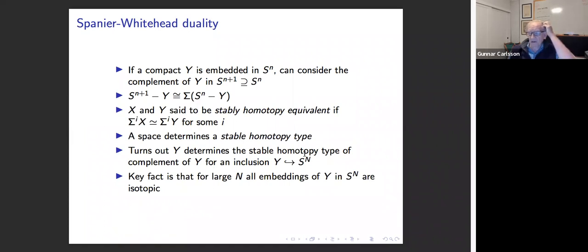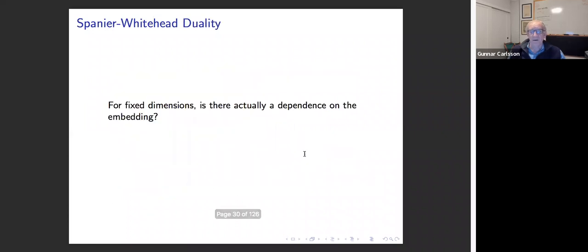So the thing is this: if I have a space Y sitting inside S^n, I can't say, just from the knowledge of the space, what the complement is. In fact, it's dependent on how the space is embedded inside S^n. But for large enough n, the two embeddings are isotopic. And when two embeddings are isotopic, you get the same complement. The complements are identical or homeomorphic.